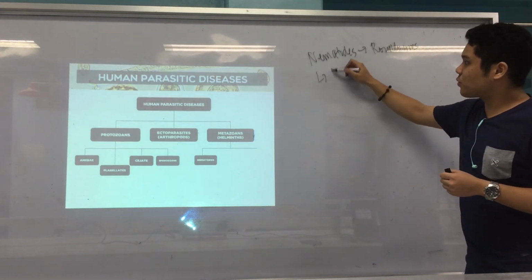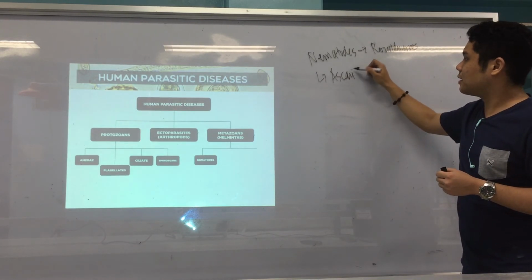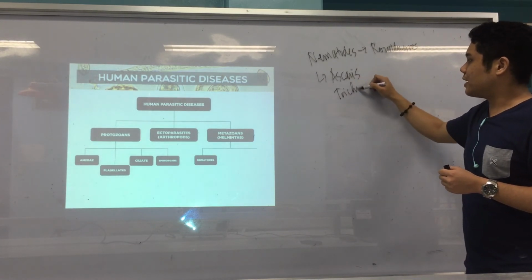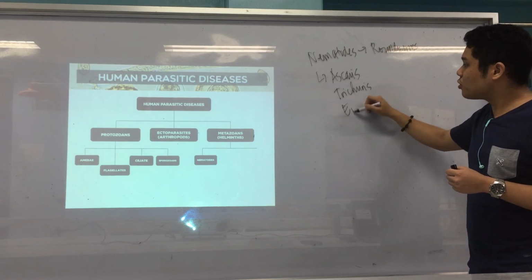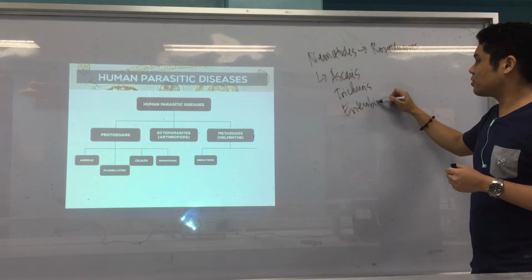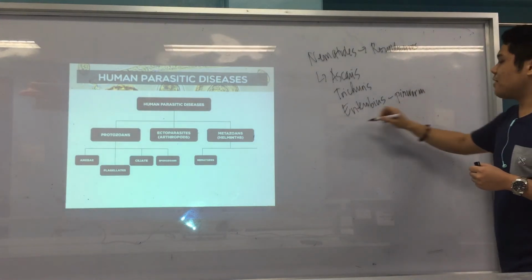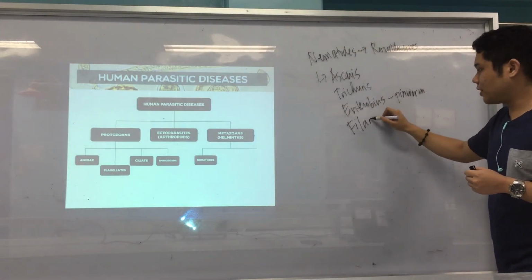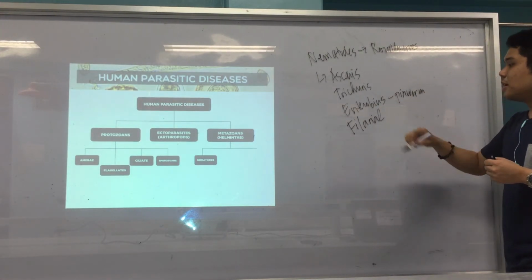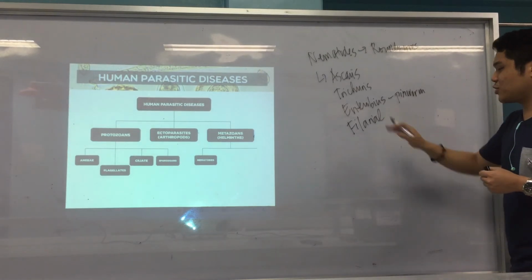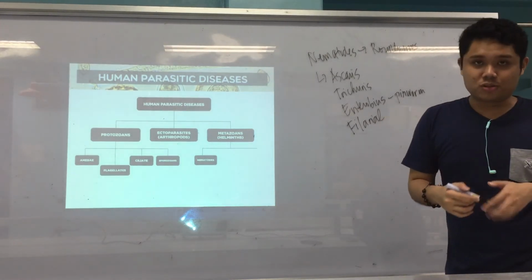So, a very good example is, of course, your Ascaris, Trichuris, Enterobius, katong pinworm ganina. You also have the filarial worms. You'll get to know that. Filarial worms, mga Wuchereria. Sa lecture na siya. And all that. Nematodes, roundworms.